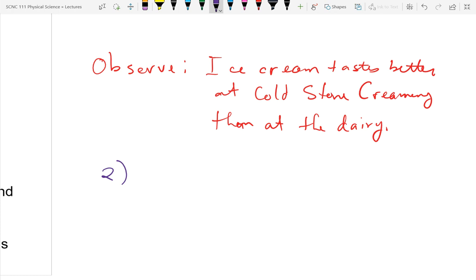So let's just throw it out there. In the end, we're going to go with my hypothesis. But I want to hear yours. Why do you think that ice cream might taste better if you are at Cold Stone Creamery than if you are at a dairy with the cattle and the cattle waste products? Well, it smells better at Cold Stone. Okay, smells better at Cold Stone. It smells like ice cream and the cones.